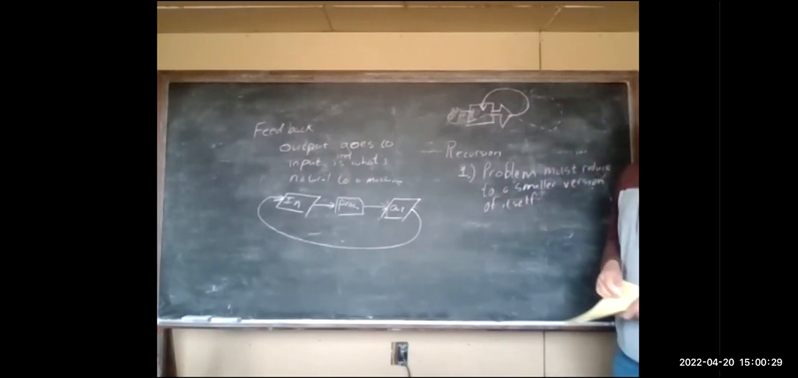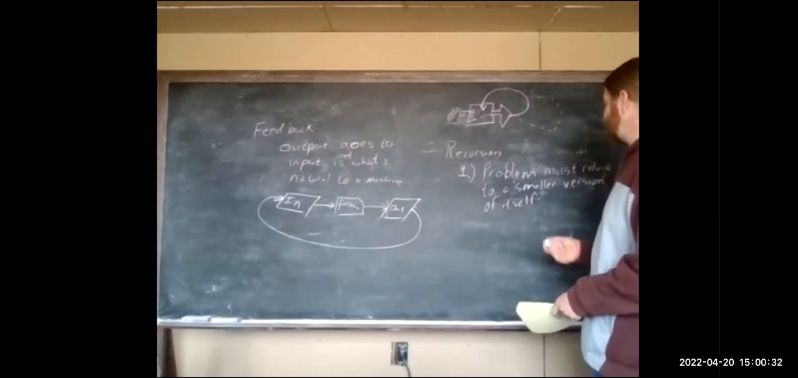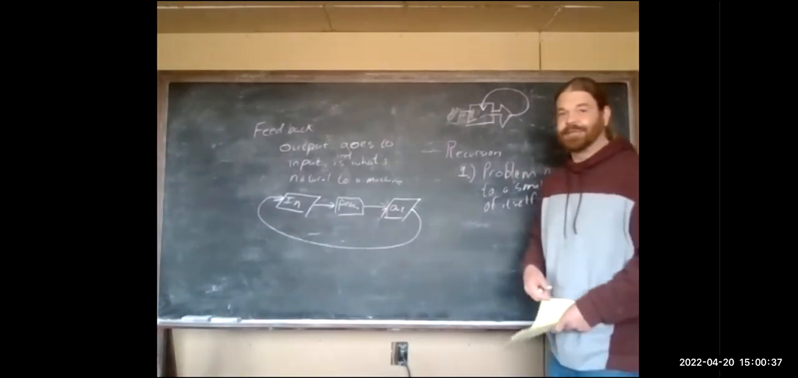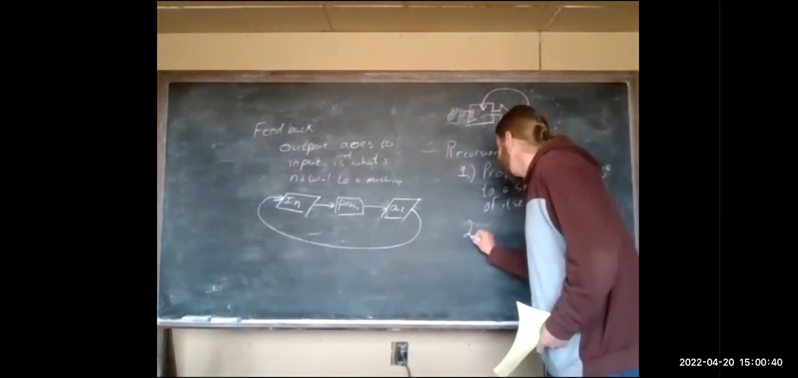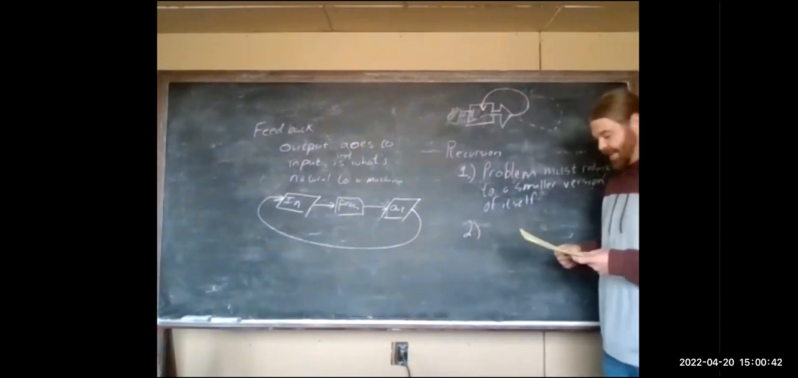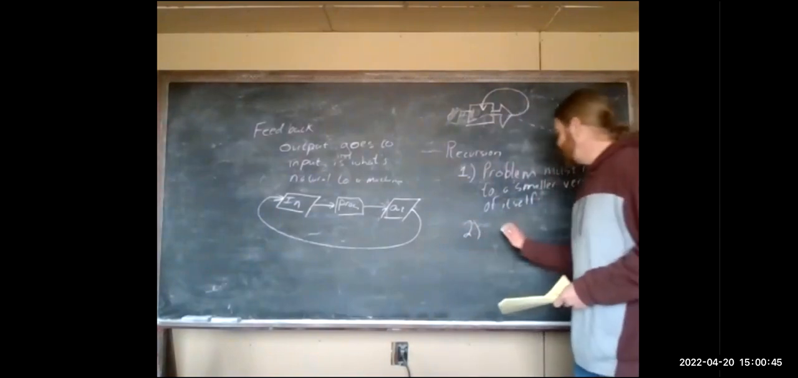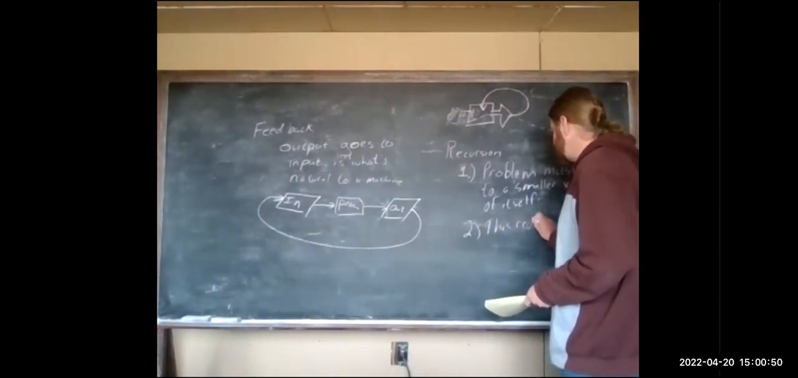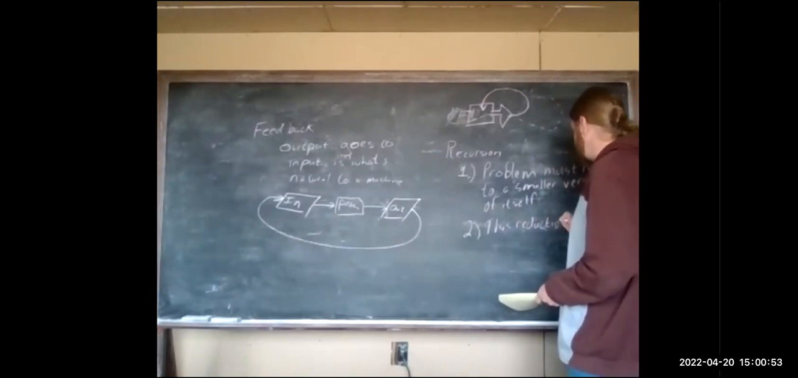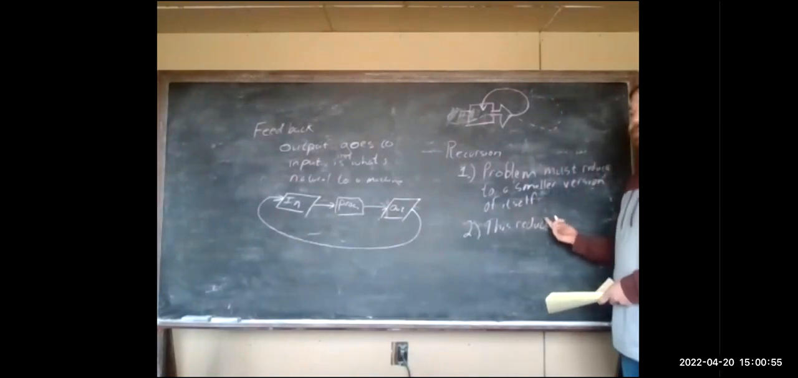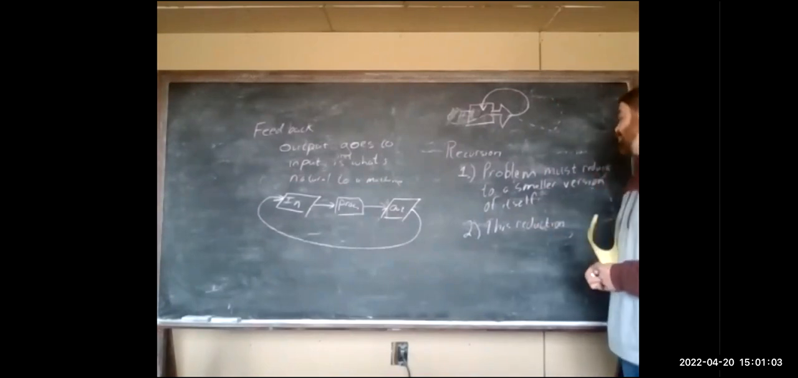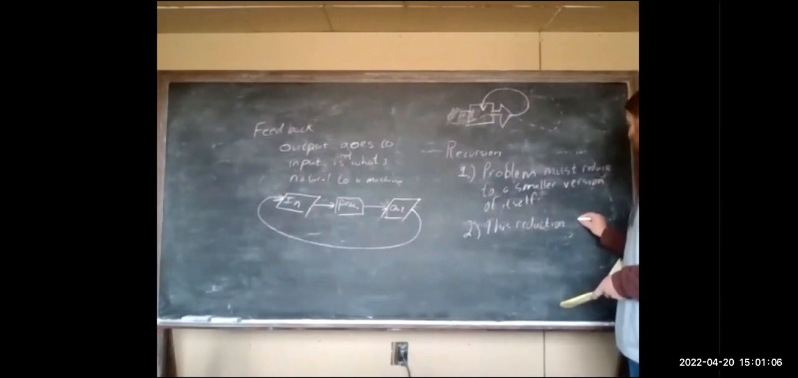And I have an example where this will make more sense. If the problem's reducing to the same problem, that really doesn't sound like reducing. So we'll get to an example that'll help clarify that in a second. This reduction must eventually stop. It can't reduce forever. So the problem has to reduce to a smaller version of the exact same problem, and that reduction has to eventually stop.